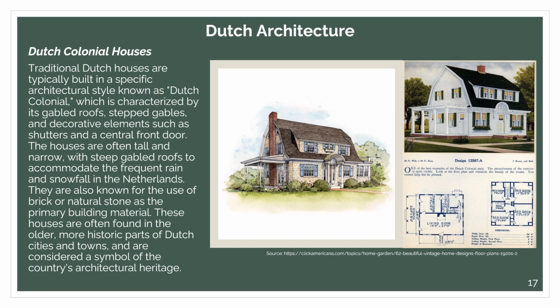Dutch colonial houses. Traditional Dutch houses are typically built in a specific architectural style known as Dutch colonial, which is characterized by its gabled roofs, stepped gables, and decorative elements such as shutters and a central front door. The houses are often tall and narrow, with steep gabled roofs to accommodate the frequent rain and snowfall in the Netherlands. They are also known for the use of bricks or natural stone as the primary building material. These houses are often found in the older, more historic parts of Dutch cities and towns and are considered a symbol of the country's architectural heritage.